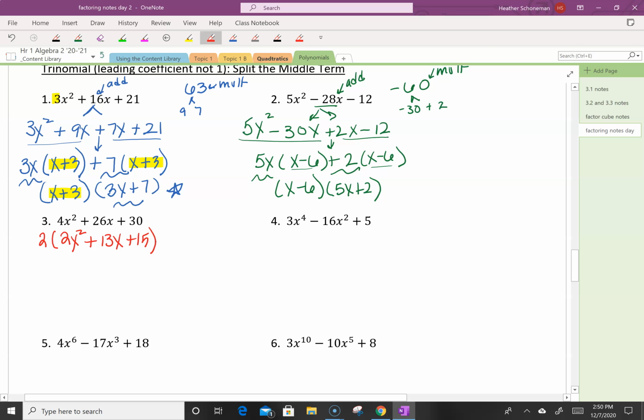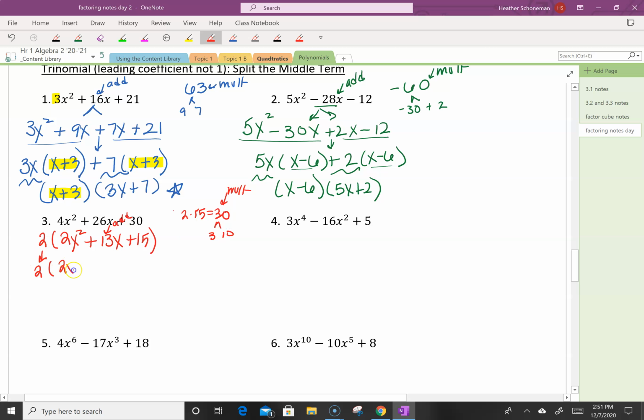Now, I still have to split the middle term, but if I had not done this, I would have had to take 4 times 30, which is 120, and look for numbers that multiply to 120 and add to 26. Now I just need to take 2 times 15, which is 30. That is much more manageable than 120. So 2 times 15 gives me 30. Now I need 2 numbers that multiply to 30 and add, whoops, we're in the wrong spot, my bad, and add to 13. Well, those 2 numbers would be 3 and 10.